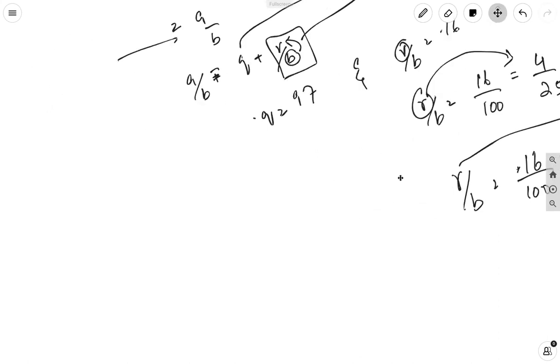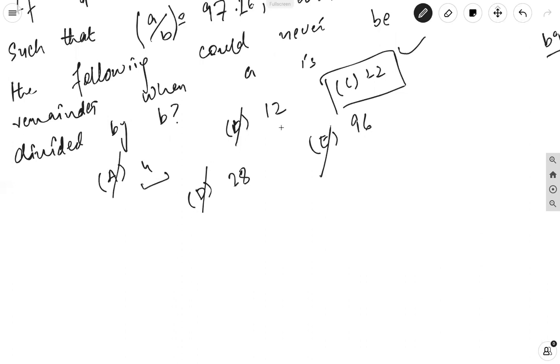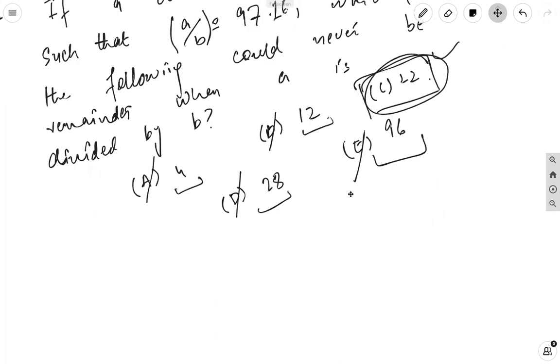If you just see the options, this is a multiple of 4, this is a multiple of 4, this is a multiple of 4, this is also a multiple of 4. Only 22 is not a multiple of 4. That is what the question asks: which of the following can never be a remainder when A is divided by B. Got my point? Yes, I got you. Thank you. Okay.